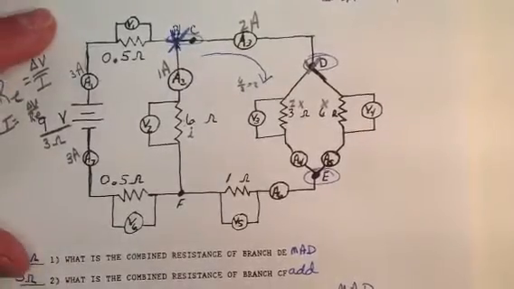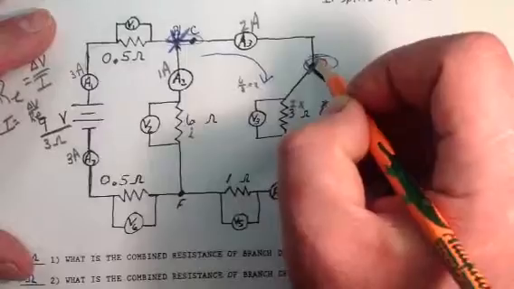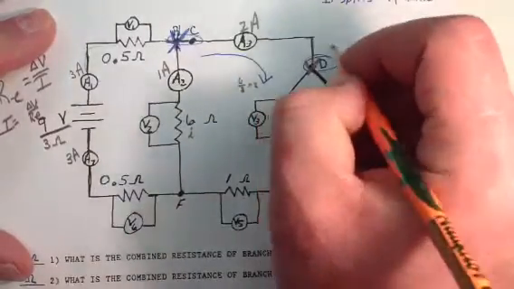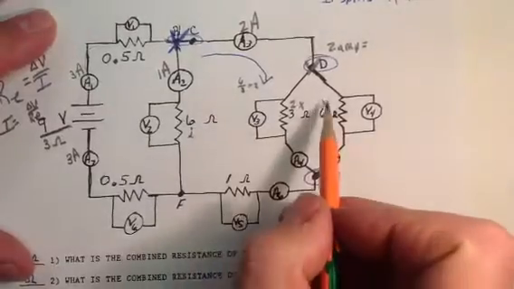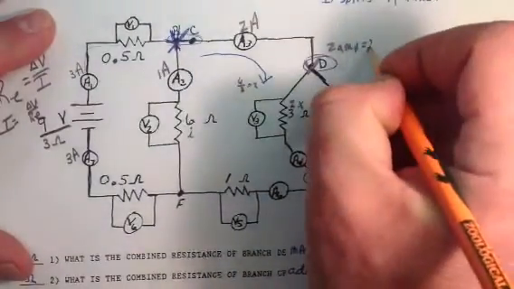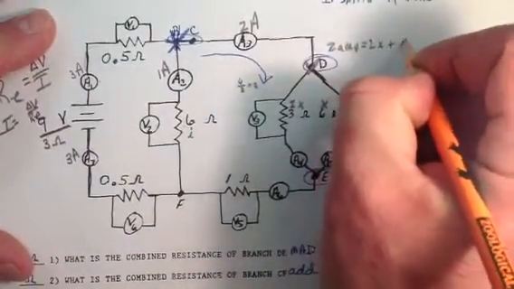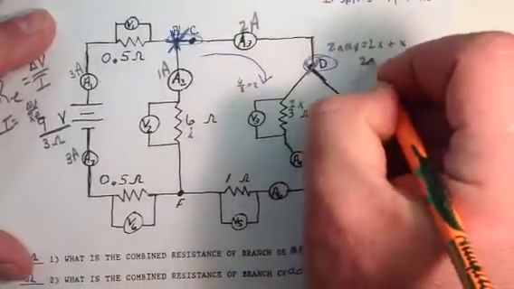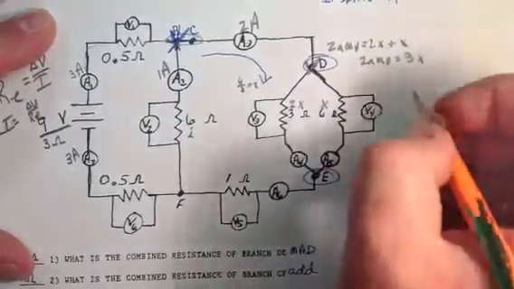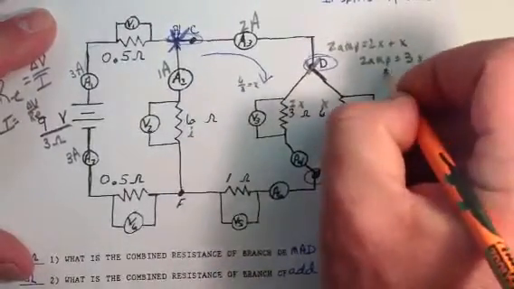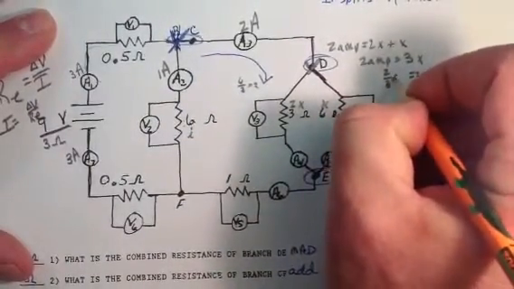Step number 3, I have 2 amps of current flowing into this. And I'm going to set that equal to my variables. So I have 2 amps is equal to 3x. So x is equal to 2/3 amp.